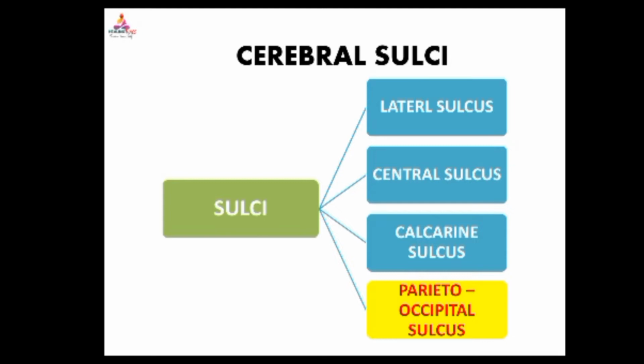Next sulcus is the parieto-occipital sulcus. The parieto-occipital sulcus is present on the medial surface of the hemisphere. It begins at the midpoint of the calcarine sulcus and courses upwards and slightly backwards to cut the supromedial border of the hemisphere about 5 centimeters in front of the occipital pole and may extend slightly onto the superolateral surface.